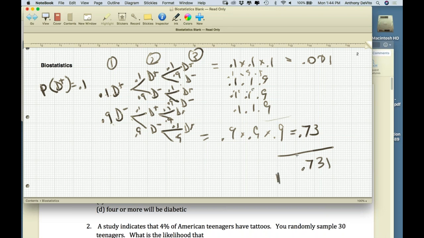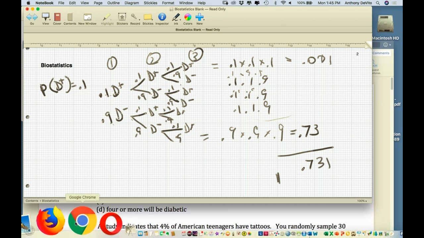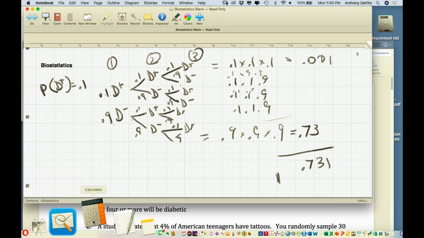But if I asked you, what's the probability that all three would have diabetes? They'd say, oh, that's an easy one, Tony. That's 0.1 times 0.1 times 0.1. What's the probability that two out of three people that you pick have diabetes? Well, that's going to be 0.1 times 0.1 times 0.9 times 3. 3 times that, because there's 3 ways that could happen. Well, what is that anyway? Let's see what that is. Just for the hell of it.